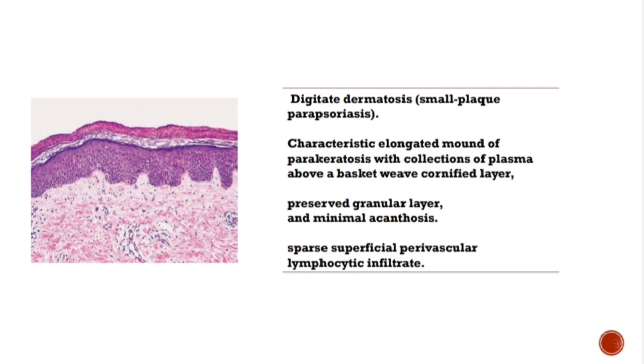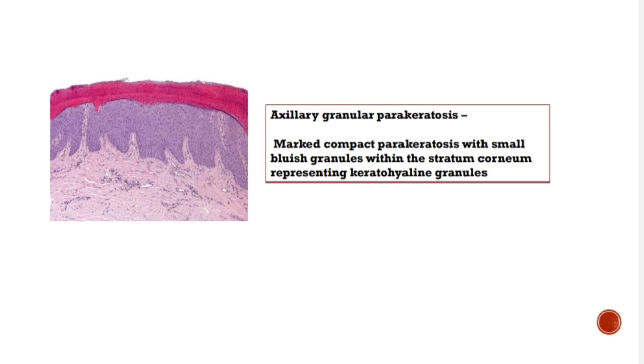Next entity is axillary granular parakeratosis. This is characterized by marked compact parakeratosis with small bluish granules within the stratum corneum, which represent the keratohyalin granules, which are the characteristic of the stratum granulosum layer.